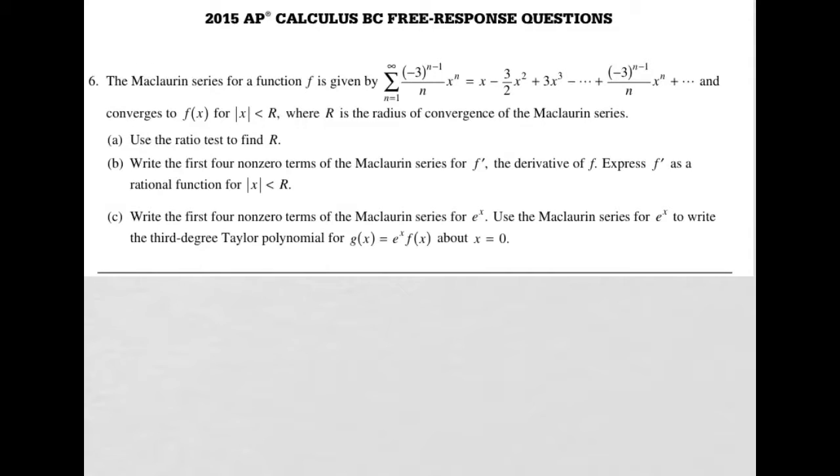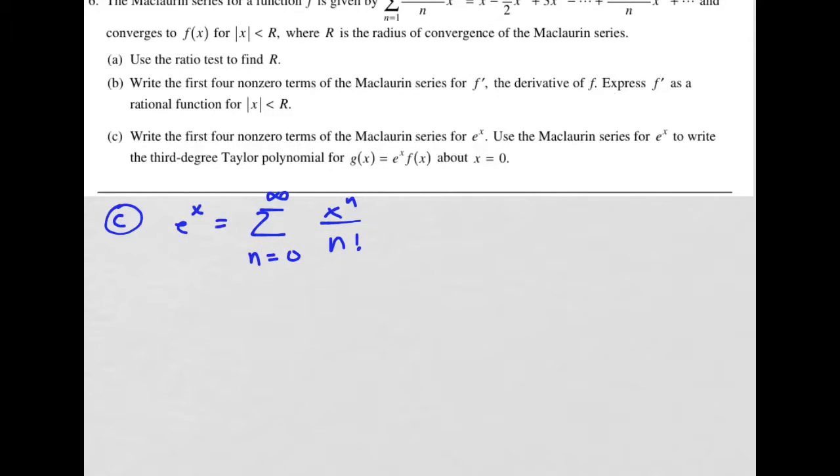On this one is part C. We are asked to write the first four non-zero terms for the Maclaurin series for e to the x. And I remember this one: e to the x is equal to the sum from n equals 0 to infinity of x to the n divided by n factorial. I'm just going to double check, but I think that's right.